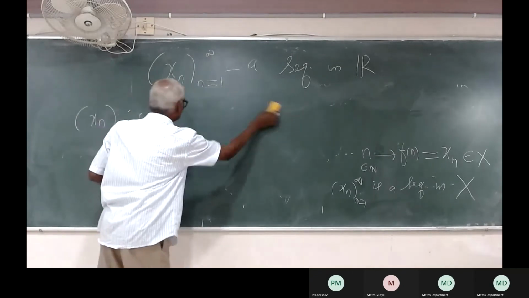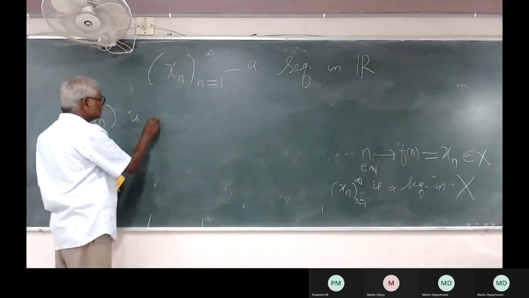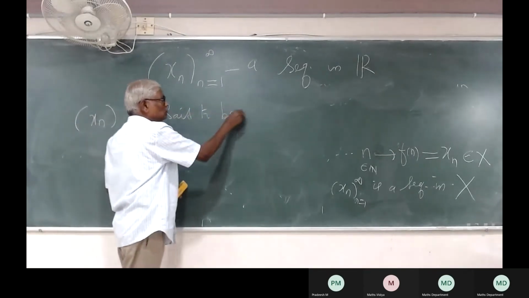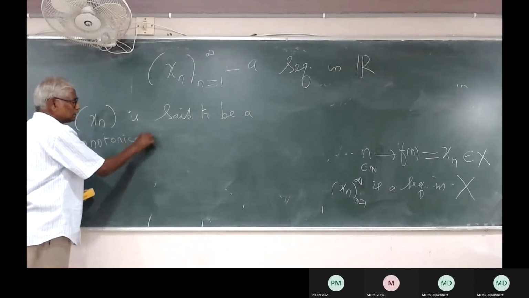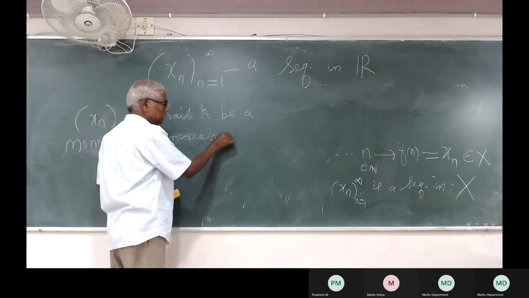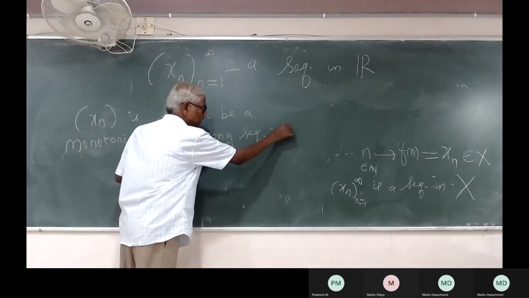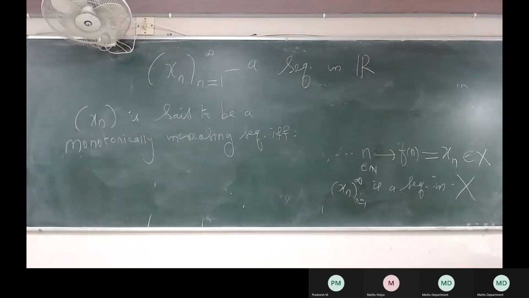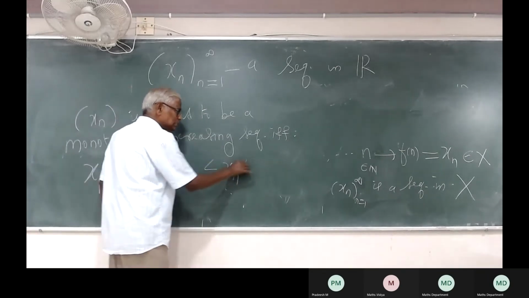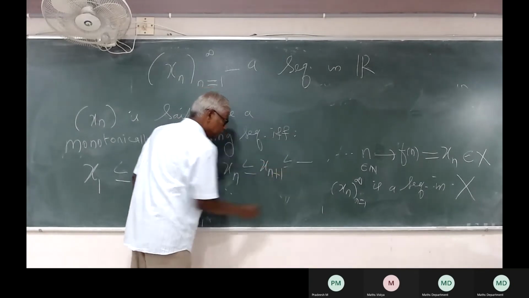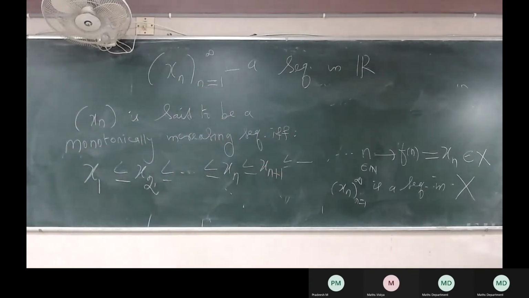We have written a sequence in R. xn is said to be a monotonically increasing sequence. The definition is: if and only if, first term x1 is less than or equal to x2, less than or equal to the nth term, which is less than or equal to x(n+1), for all n. For every natural number n, xn is less than or equal to x(n+1). Then we say that the given sequence is monotonically increasing.